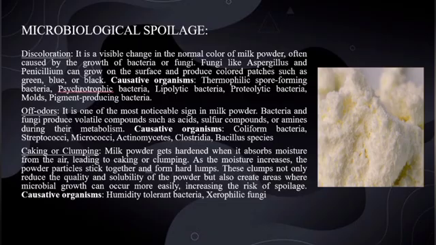The microbial spoilage of the dried milk can be found when there is discoloration, off odors, caking, or clumping in the milk powder. There will be a visible change in the normal color of the milk powder. It is usually caused by the growth of bacteria or fungi. Fungi like Aspergillus and Penicillium grow on the surface and produce color patches like green, blue or black. The discoloration is caused by thermophilic spore-forming bacteria, psychrotrophic bacteria, lipolytic bacteria, proteolytic bacteria, molds, and pigment-producing bacteria.